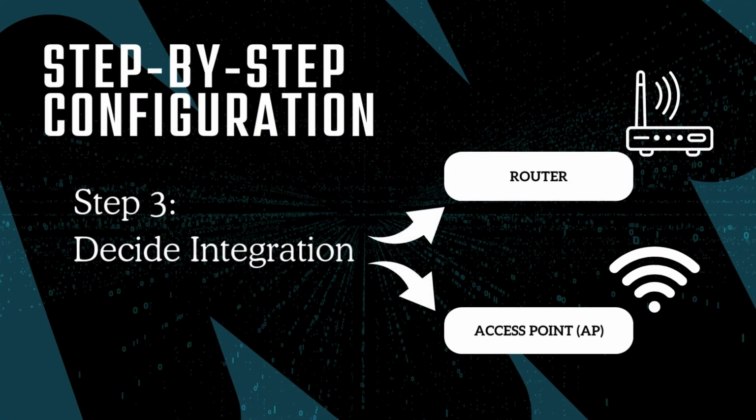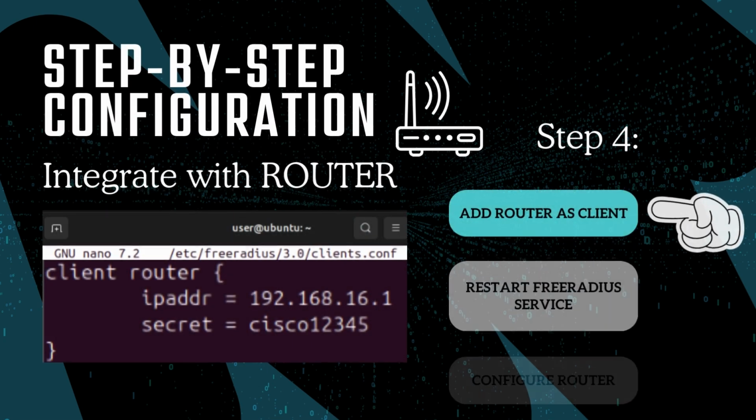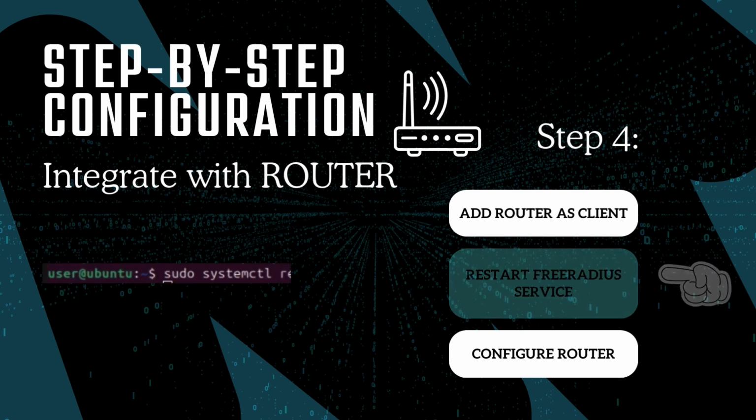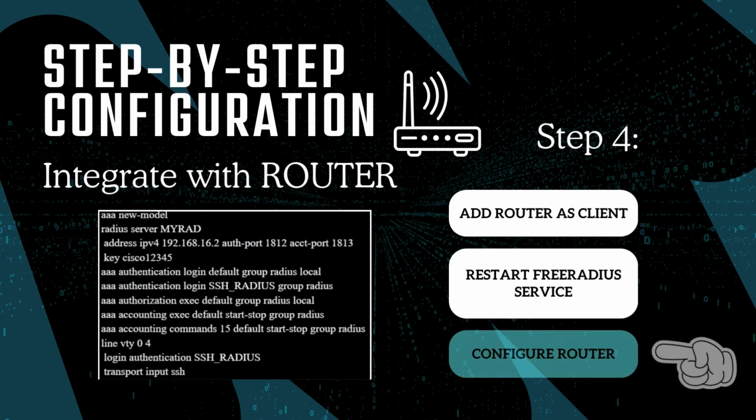Step 3. We are going to decide the service integration. Let's integrate with the router first here. Step 4. Add the router as a client in the client config file, with the router gateway and shared secret. Restart the FreeRADIUS service and ensure there's no error. Lastly, move to configure the router by inserting a new AAA model.